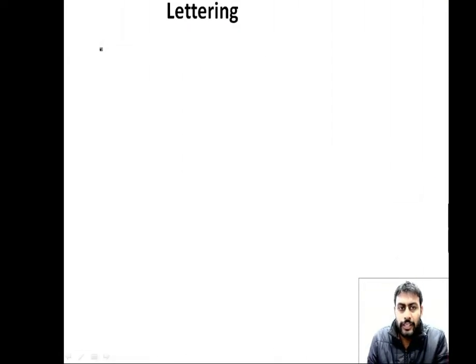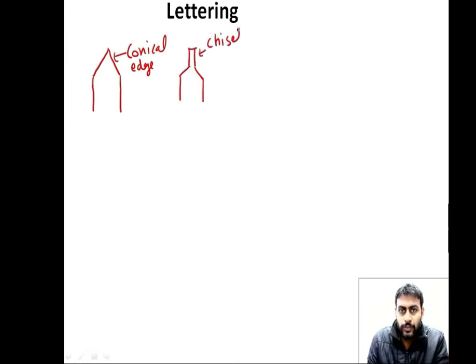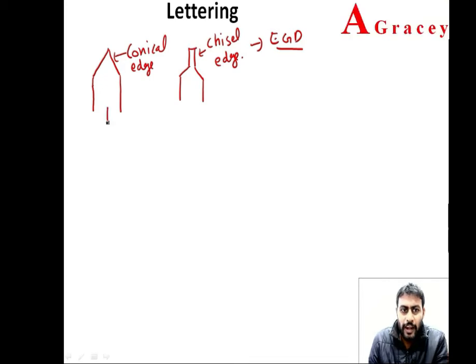In the lecture on pencils and types of pencils, we discussed that there are two types of pencil edges. One is the conical edge. Secondly, the chisel edge. I already elaborated that the chisel edge type pencil is used in our engineering drawing, and the conical edge shape pencil we widely use in freehand drawings and architectural drawings. So if, for example, I am taking this conical edge and drawing a line, I am talking about the single stroke letter.